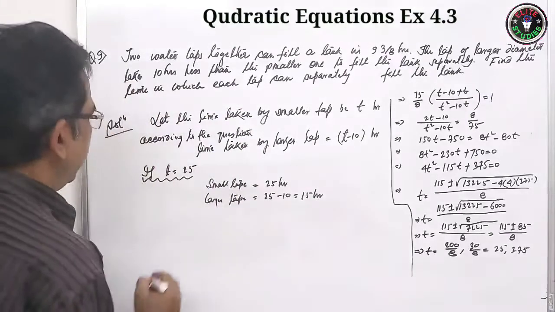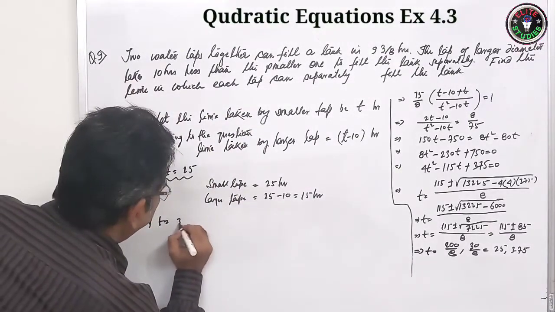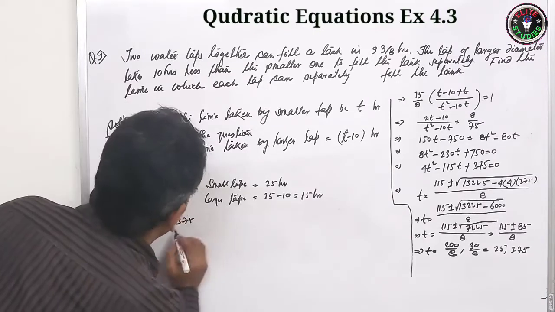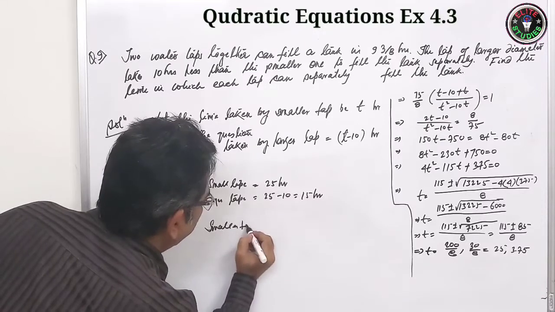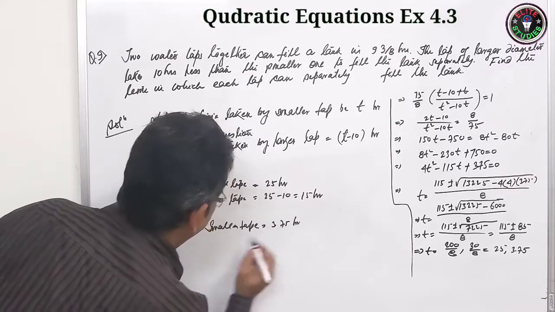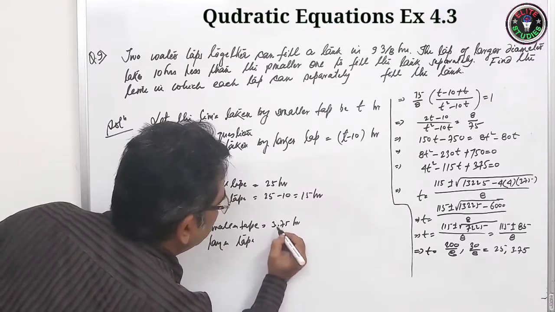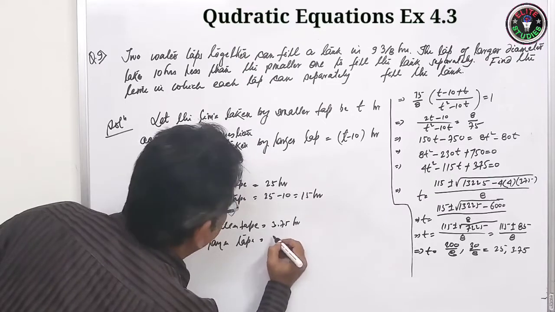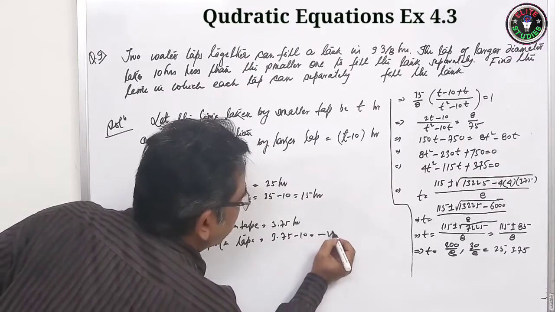Okay, if t is equal to 3.75, then what will happen? The smaller tape will be equal to 3.75 hours, and the larger tape will be equal to how much? 3.75 minus 10. It is coming out to be negative.